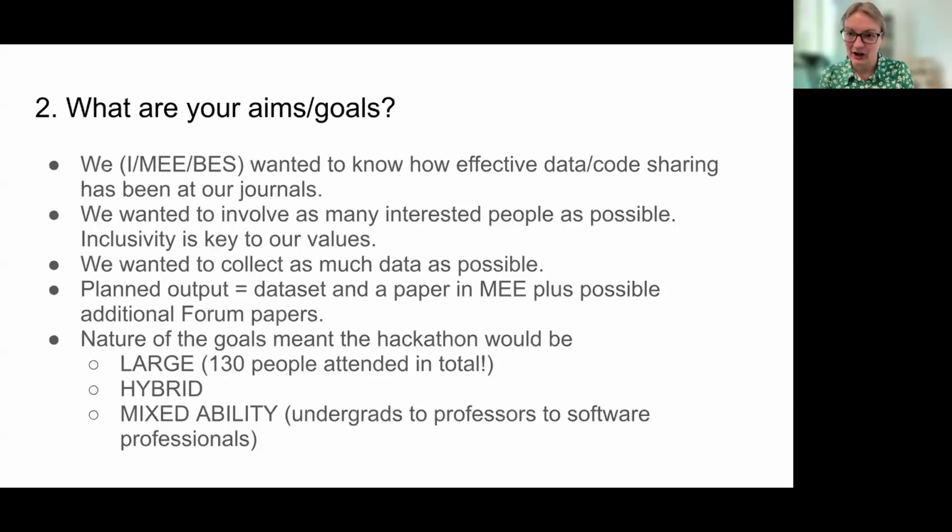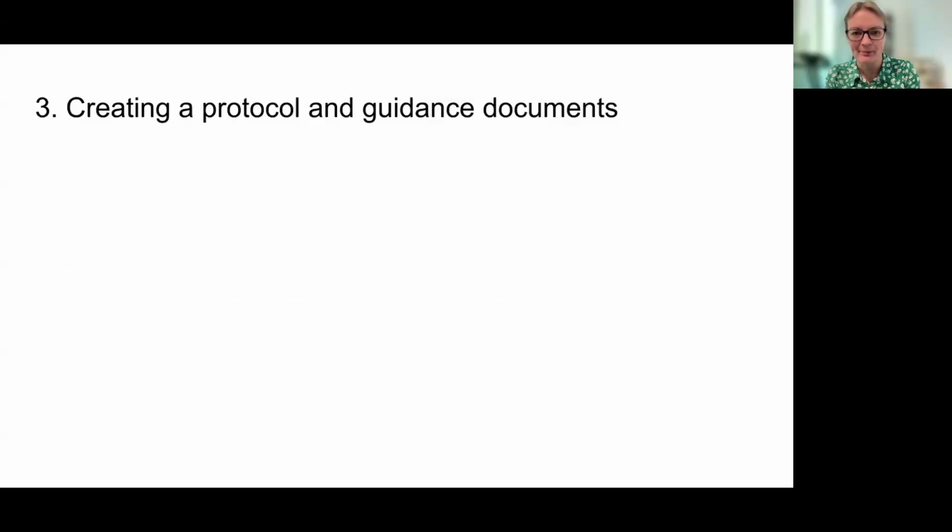Obviously, it meant we needed it to be hybrid because we wanted to make sure anyone could attend. And it also meant it was going to be mixed ability. So we had people from undergraduate students right up to very senior professors and software professionals and research librarians, and all kinds of different people came along. And although most people were in the ecology evolution sphere, there were also people from all kinds of different backgrounds as well. So it was a really interesting opportunity to network with lots of really different cool people.